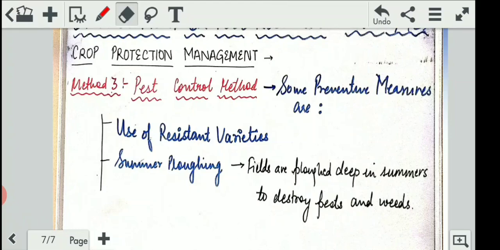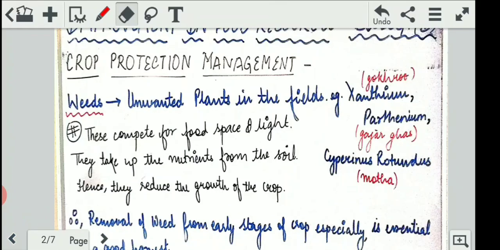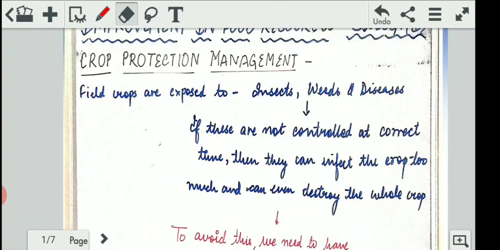I have tried making it very concise and short so that you can understand how this crop protection management is done. Also, if it comes as a short note in your examination, you can cover these notes only in a compiled way, right? Any doubts in crop protection management, please let me know. By this we have covered your improvement in plant resources. Now we will be taking up improvement in animal resources after a short video on storage of these crops. Then we will shift on to animal husbandry.